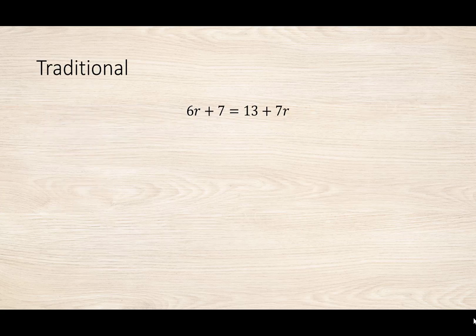So if we have this problem 6r plus 7 equals 13 plus 7r, you're going to notice that you have variables on both sides of that equal sign. I've got 6r on one side of the equal sign, I have 7r on the other. Now, the way that I personally like to do it is I like to take my smaller variable and move it to the other side of the equal sign. And the only way to do this is with inverse operations.